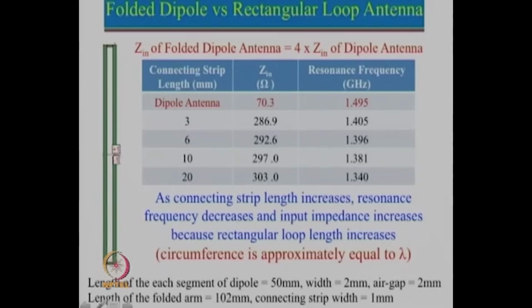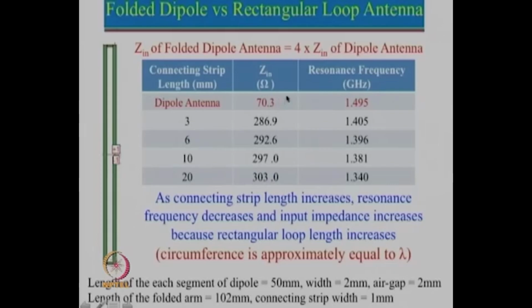Now, if we notice here, as we increase this width here, the resonance frequency keeps on decreasing, okay, and impedance is roughly 4 times. You can see that 70.3 multiplied by 4 will be about 281 ohm. So, we are getting about 286, which is close, but as this strip length increases, the impedance is increasing slightly.